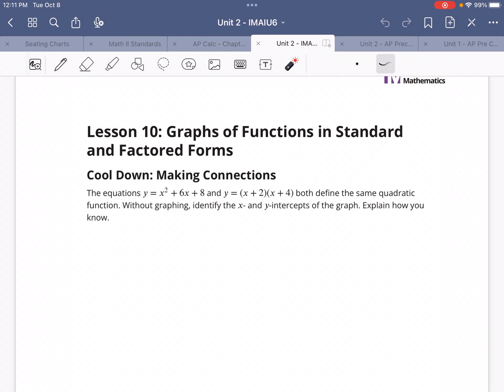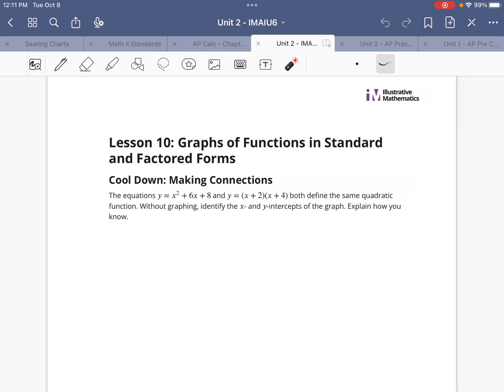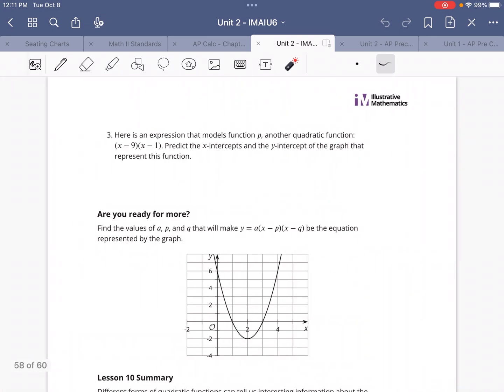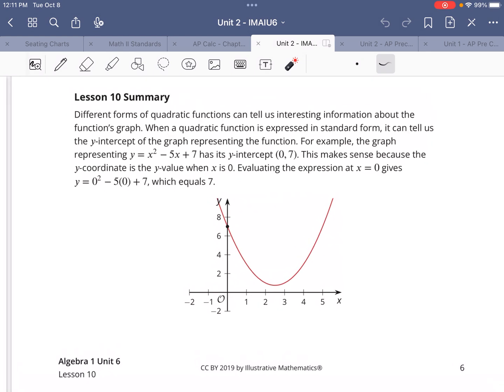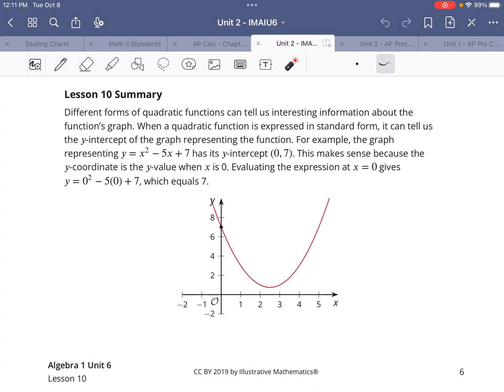All right, lesson 10, final lesson before your mid-unit exam assessment. Graphs of functions in standard and factored forms, and a cool down called making connections. So different forms of quadratic functions can tell us interesting information about the function's graph.